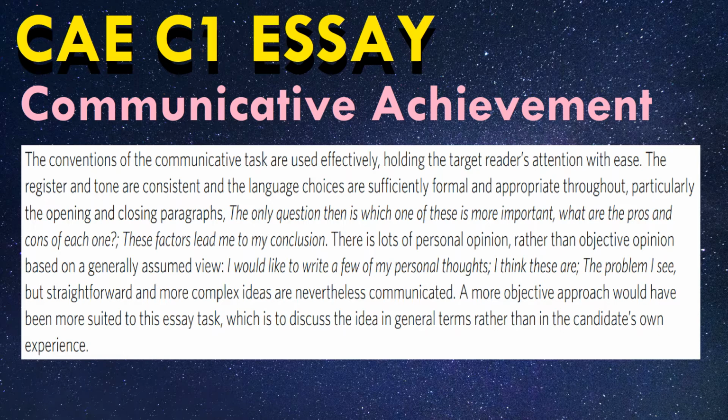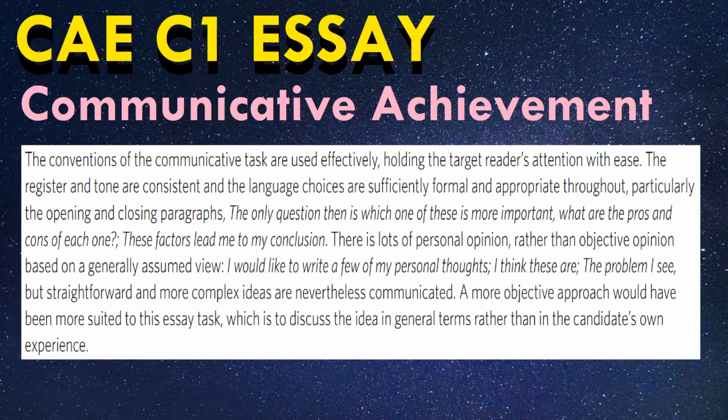And the Cambridge examiners point this out by pointing out the fact that this person used sentences like, "I would like to write a few of my personal thoughts. I think these are the problems I see." So you see that first person pronoun of using I? I guess that might be the little indicator here. If you're using I for everything, you're probably using too much of your own opinion. Maybe bring in a second person pronoun like we, or bring in that third person perspective of it or its, so that you're talking about something beyond just your own opinion.